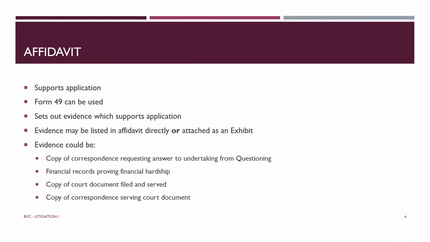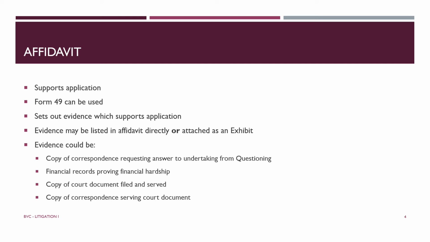So your affidavit supports the application, and we can use Form 49. Form 49 is your generic affidavit, and it sets out the evidence that supports the application. So in the application we say why we need help, and the affidavit says these are the reasons we need help. Your evidence might be listed in the affidavit directly or attached as an exhibit. So why repeat the information when you can just give the court the information?